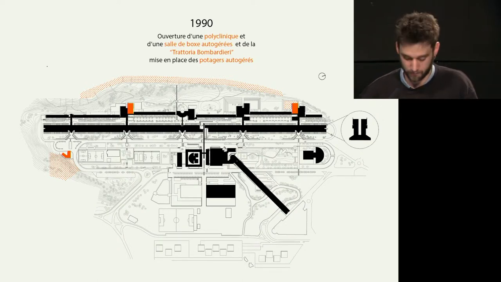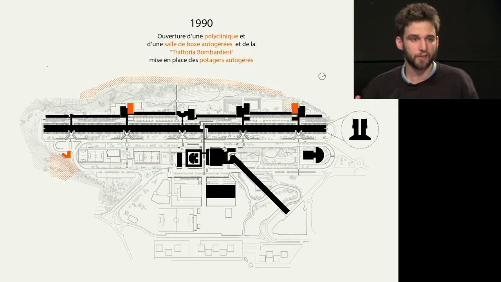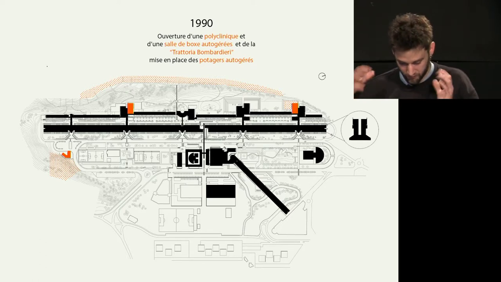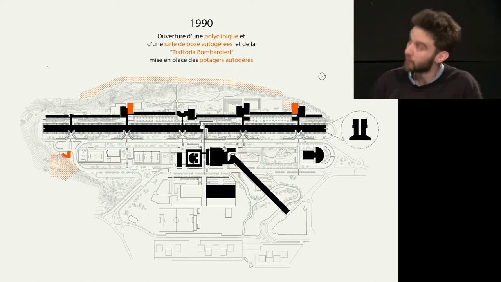But that doesn't mean that the project was finished. In fact, the plan included services and amenities which were not necessarily built. Some of them hadn't been built at all, and others were built but left empty, but we'll see that later. So in order to tackle this, residents' associations were set up to tackle this lack of services and also to use the spaces that were not yet employed.